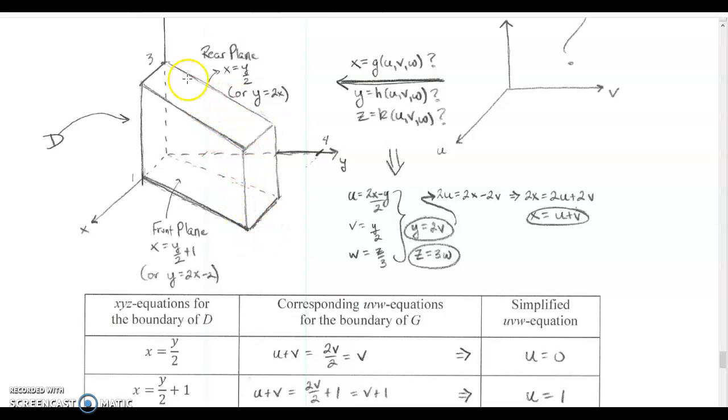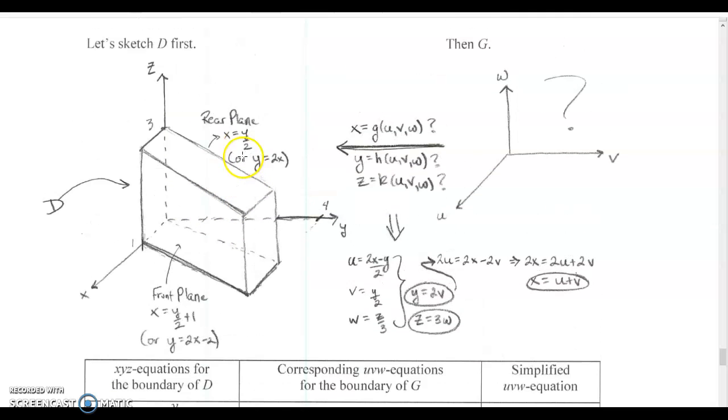And then the back plane, x equals y over 2, or y equals 2x. So here's that line, y equals 2x, slide it up and down. You can easily see we have this sort of skewed cubical domain, but it's a nice rectangular domain. So what would that be in the domain G? Remember, by making our substitutions, we're trying to find x, y, and z in terms of u, v, w. So we're transforming to some unknown domain G in the u, v, w coordinate system. So we have to figure out what this domain G is.